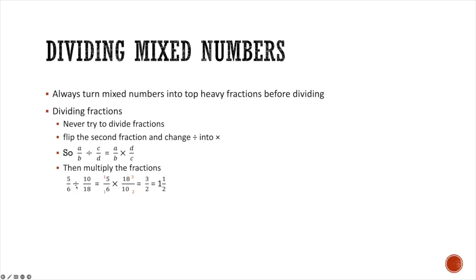Given 5 over 6 divided by 10 over 18. We are writing this 5 over 6 division as multiplication, then the reciprocal, 18 over 10. Then we can simplify. 5 times 1, 5 times 2, 6 times 1, 6 times 3. So 3 over 2. This is an improper fraction. Then we can write this as a mixed number. 3 divided by 2, 1, and the remainder is 1. So we can write 1 as a whole number and half is the fraction.